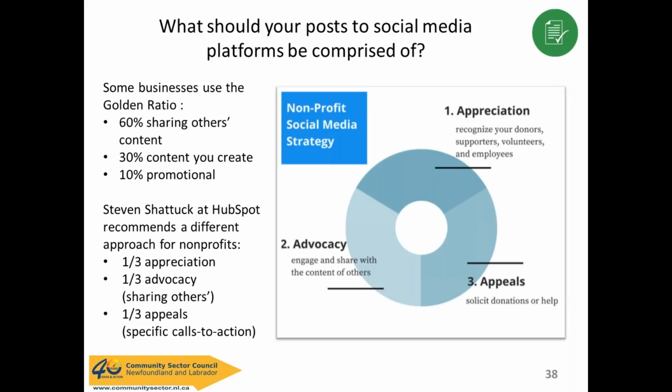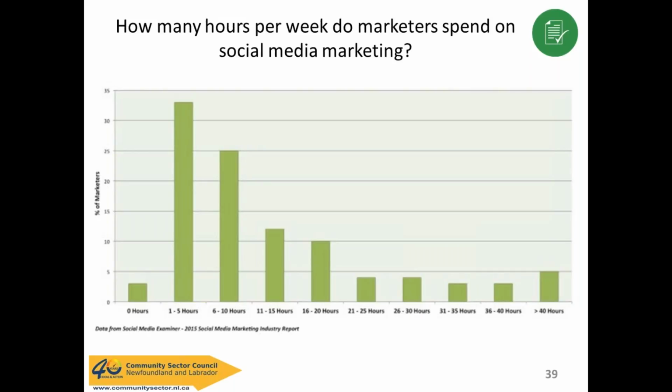However, Stephen Shattuck at HubSpot recommends a different approach for nonprofits because he was finding that that might not necessarily be the best strategy for nonprofits. So he believes that a third of your posts should be appreciation, recognizing your donors and your supporters and volunteers and employees. Then another third of your postings should be advocacy, so engaging and sharing with the content of others. And the last third should be appeals, and this can be soliciting donations or help and giving those specific calls to action.